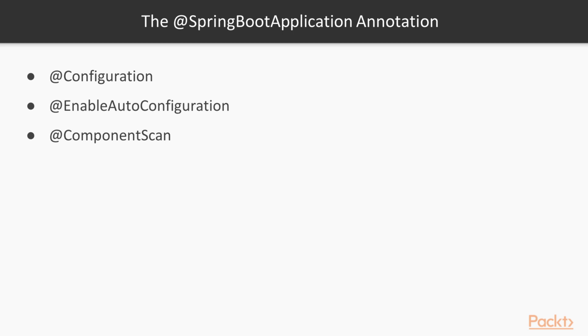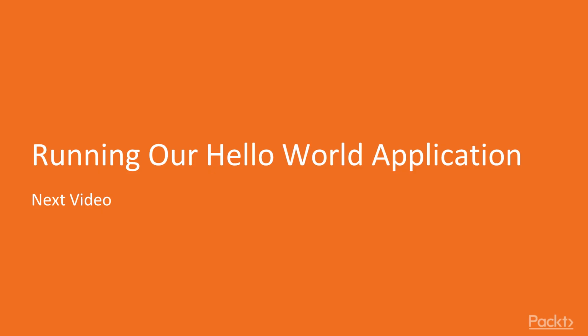Configuration indicates that this is a Spring application context configuration file. Enable auto-configuration is an important feature of Spring Boot. Component scan enables scanning for Spring beans in the package of this class and all its sub-packages. In this video, we built our first Spring Boot application. In the next video, we will learn to run our Hello World application.